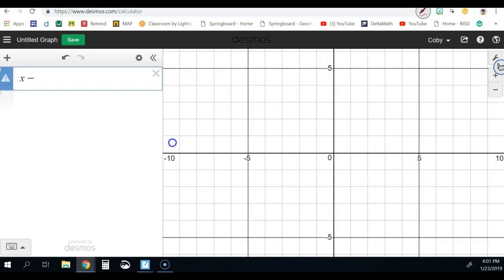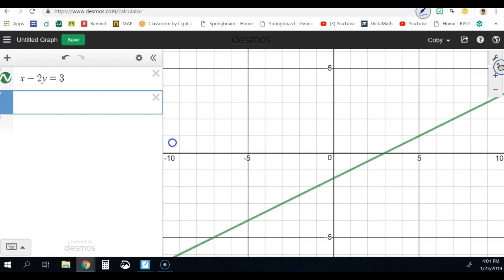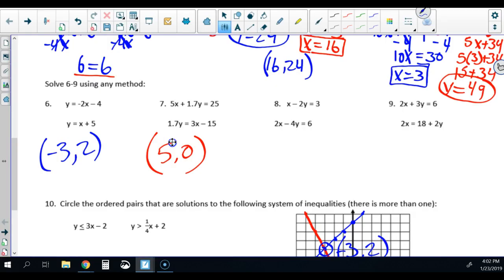X minus 2y equals 3, and 2x minus 4y equals 6. So, I don't know if you can see what happened right there, but it put the purple line directly on top of the green line. So where do those two lines intersect? Everywhere. So our answer there is infinitely many solutions. Number 9, 2x plus 3y equals 6.